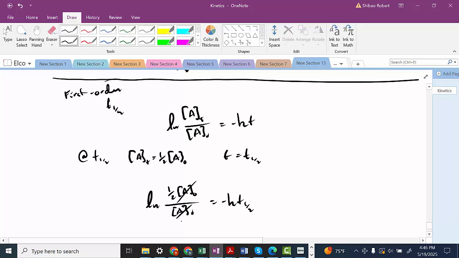And then we can solve this. T1 half, we'll write that over here. T1 half is equal to ln 1/2 divided by K. And I guess we have a negative sign there. And this ln comes out to negative 0.693, and then this is going to be positive, so it's 0.693 over K. K is a constant, so the half-life does not change. It remains the same.